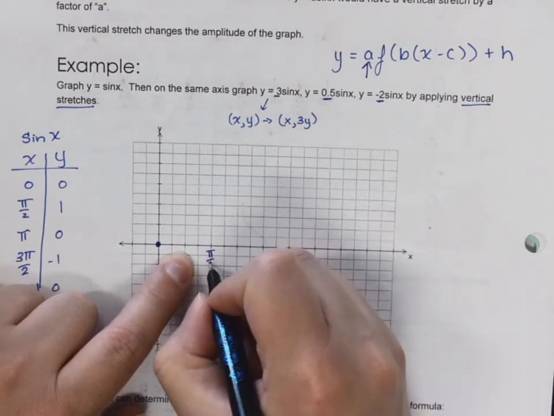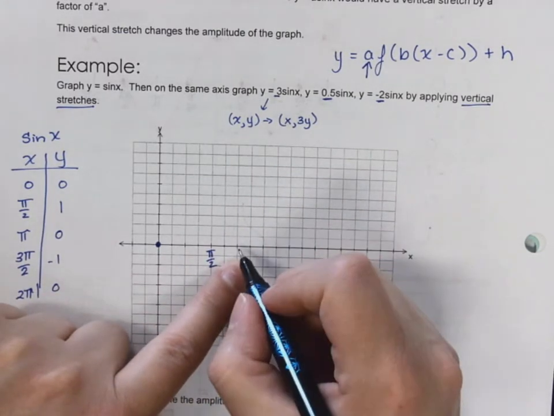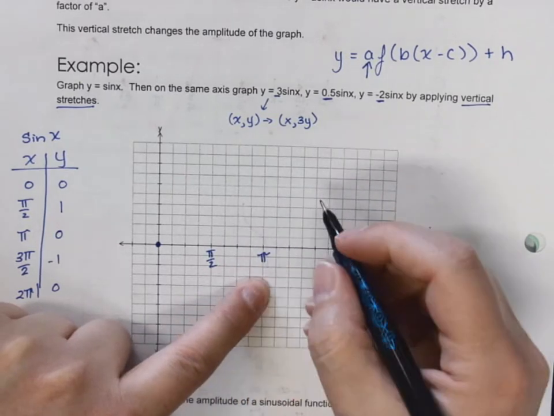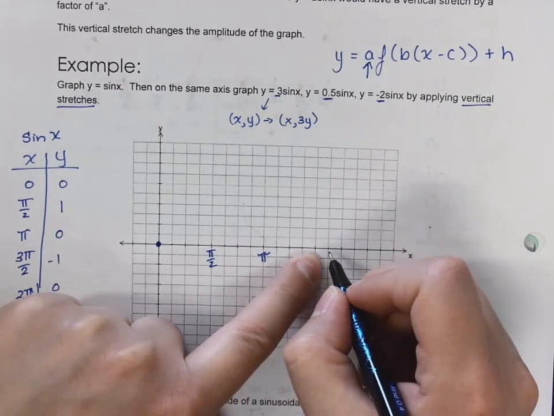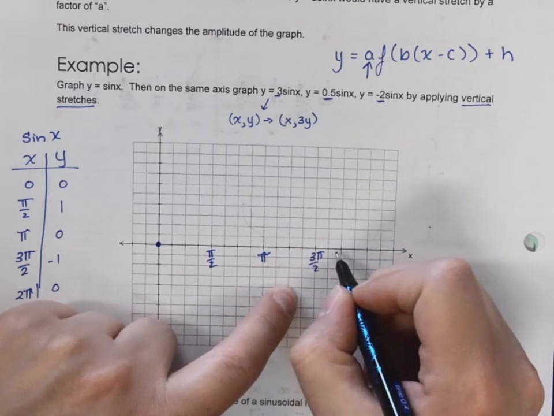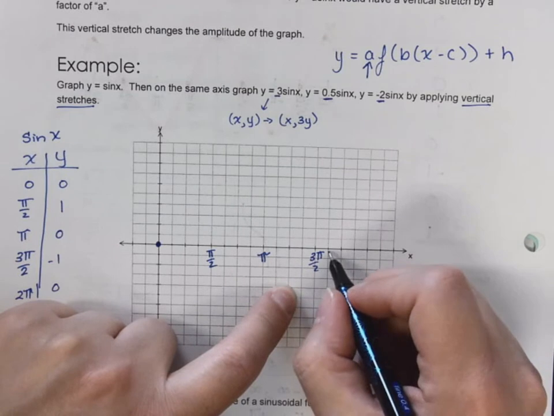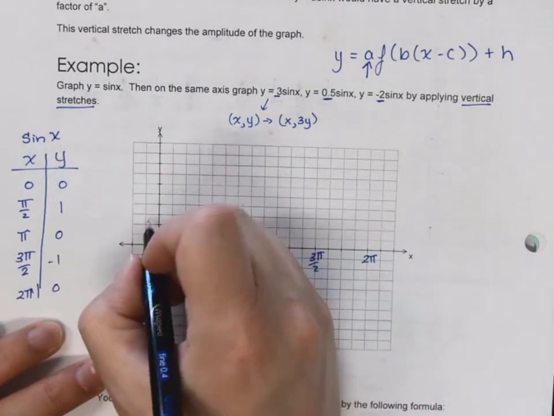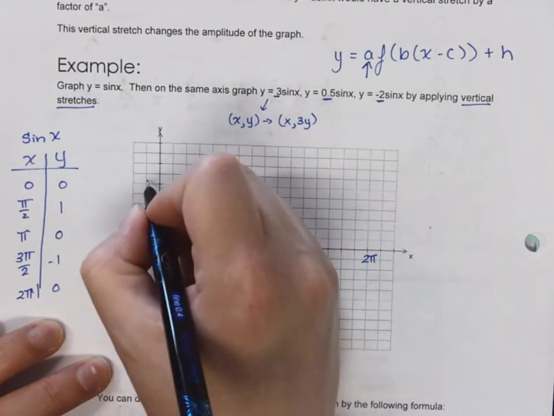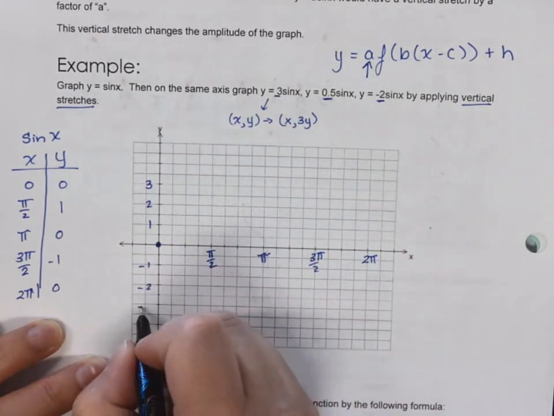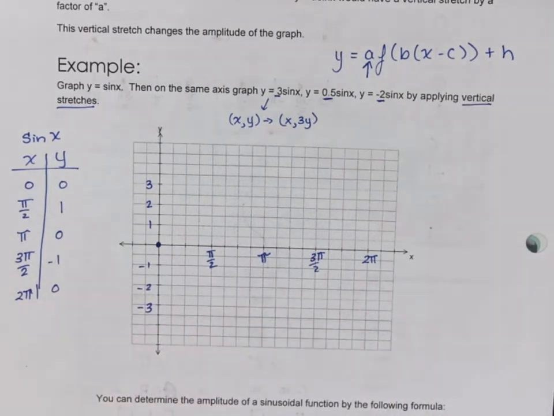Let's do pi over 2. Let's do pi. And this would be 3 pi over 2. I'm having a hard time with this. 1, 2, 3. 1, 2, 3, 4. This would be 2 pi. All right, and we're going to go 1, 2, 3, -1, -2, -3. Whew, that took me way longer to do than I had hoped.